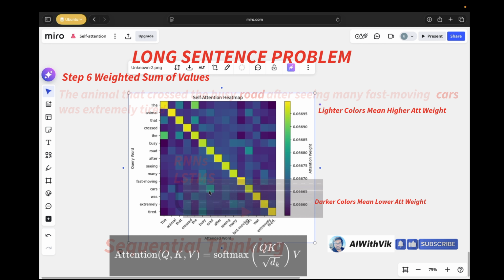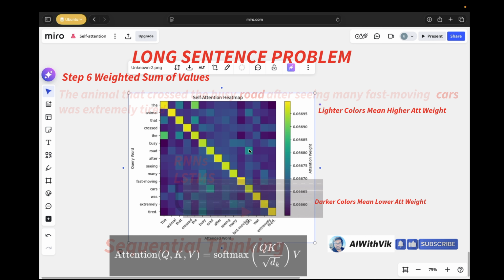There are other words also being focused on. You can see busy and tired here. If you are busy, you are tired, so there's a semantic connection between busy and tired also. But for now, let's focus on this part, that road and cars have a higher attention weight, which you can see here. This attention map is for each of the words against each of the words. This is the query word and this is the attended word.